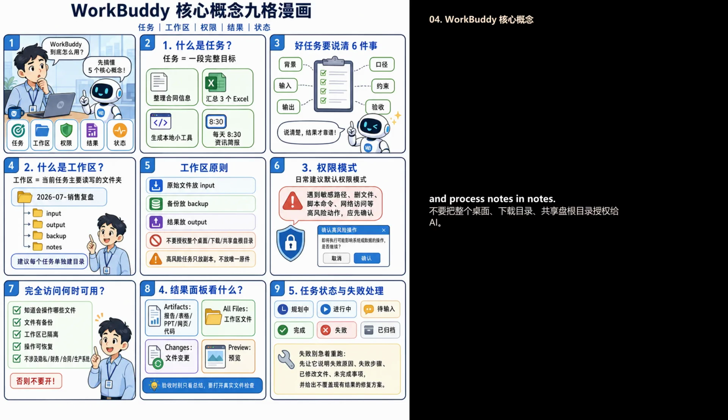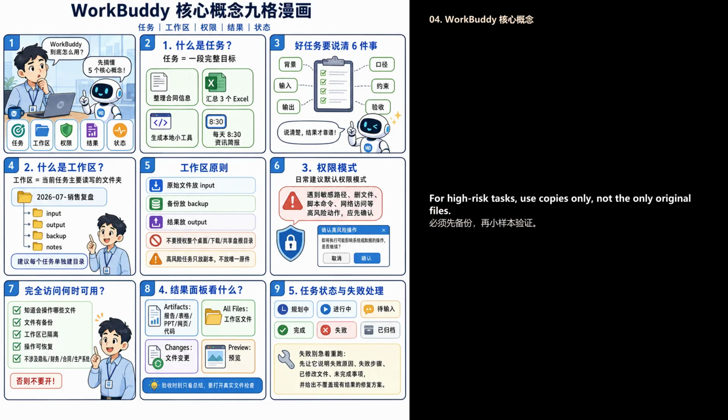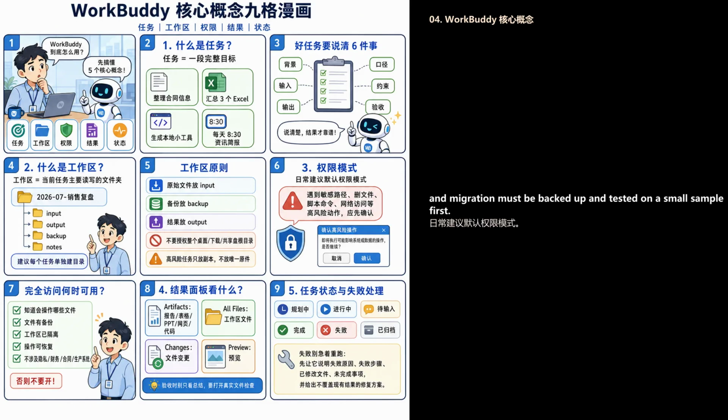The third concept is workspace discipline. Do not authorize the entire desktop, download folder, or shared drive to AI. For high-risk tasks, use copies only, not the only original files. Batch renaming, format conversion, deletion, overwriting, and migration must be backed up and tested on a small sample first.